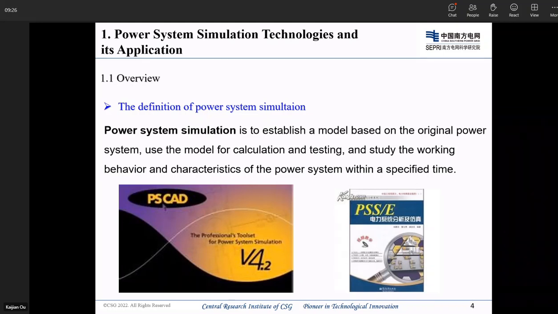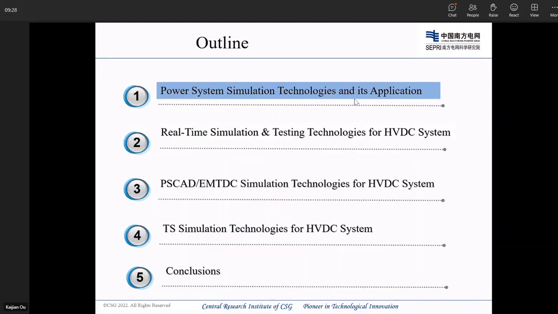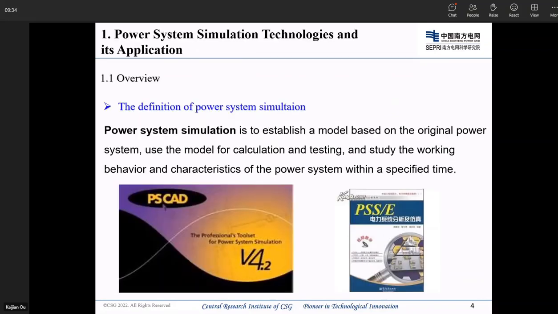So first, we will go to power system simulation technology and its application, the first part. We first go to the overview. What is power system simulation? This is the definition of power system simulation. Perhaps everyone knows it well. I just show you here.